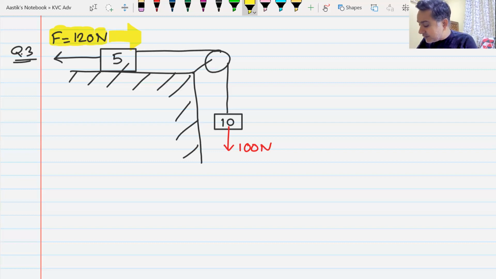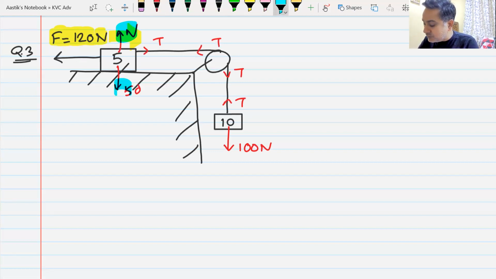Let me draw the free body diagram. Oops, wrong. This is T, this is T, this is T, this is T. Yes or no? This is 50 and this is normal reaction N. You can straight away tell me the value of N. N is equal to 50. We don't need it now, but we'll be needing it afterwards.